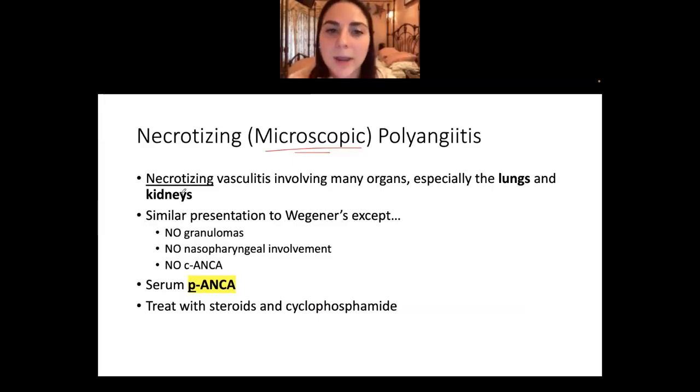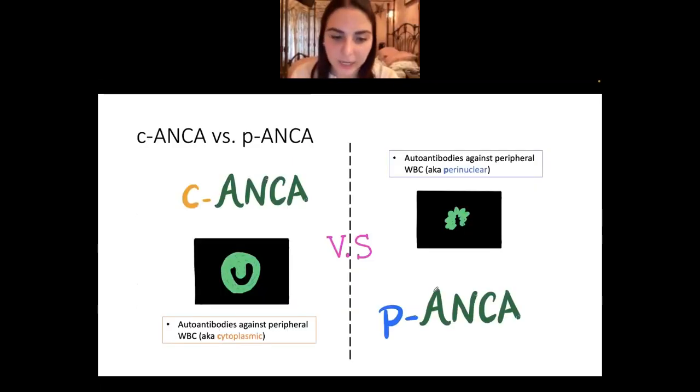And then my third one is, in Wegener's, since it's your C disease, that's a C-ANCA. This is a P-ANCA. So positive P-ANCA. And for this one, you can treat with cyclophosphamide, which is annoying because it's a C, but you can also treat it with steroids. So for this one, really the big thing is just keeping this one in mind. It's also very similar to the next one we're going to talk about, which is great. But just keep in mind that's how you differentiate this one from Wegener's. And then we're going to use this one also to differentiate from the next one we're going to cover.